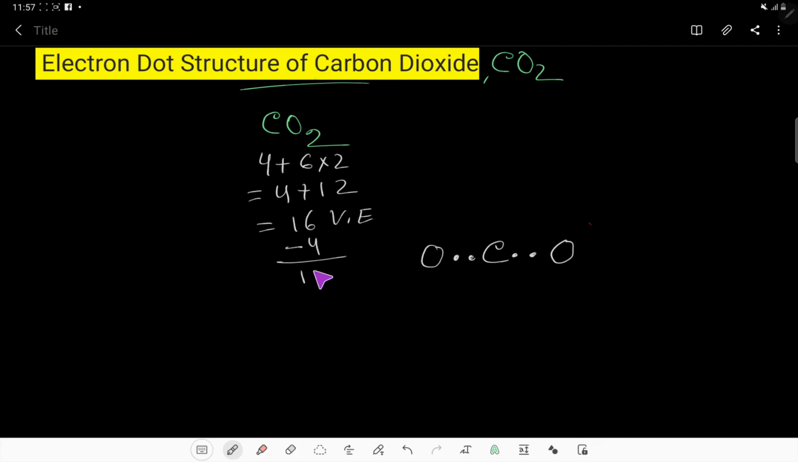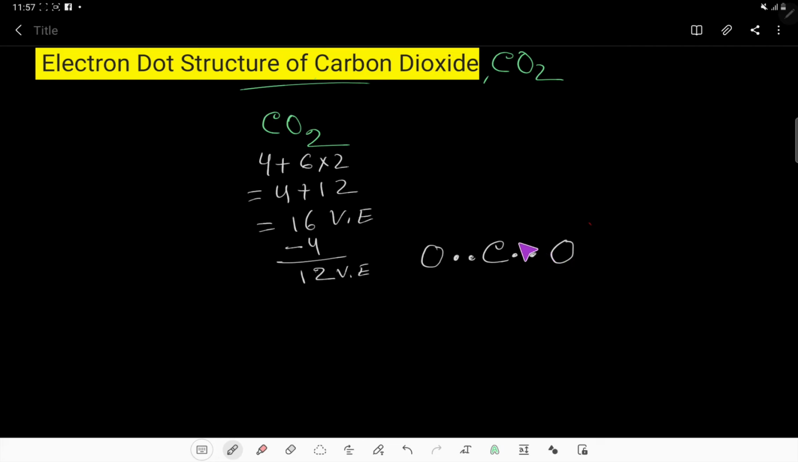So we have left 12. 12 valence electrons we have left, and these 12 valence electrons will be used to satisfy the octet of the outer atoms first. Here carbon is the central atom and oxygen is the outer atom, because the electronegativity of carbon is lower than oxygen. Actually, the single atom is considered as the central atom, except hydrogen. So we have 12 valence electrons.